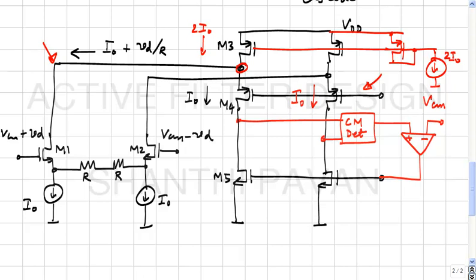VDD minus delta V. Of course, you may want to move it a little, not to operate on the edge, but have a little bit of margin, okay. So, let us be adventurous and say this is VDD minus delta V. If this is VDD minus delta V, what must be the bias voltage at the gate?